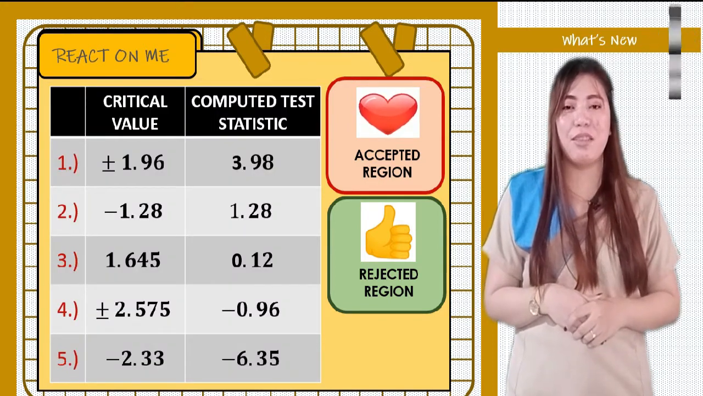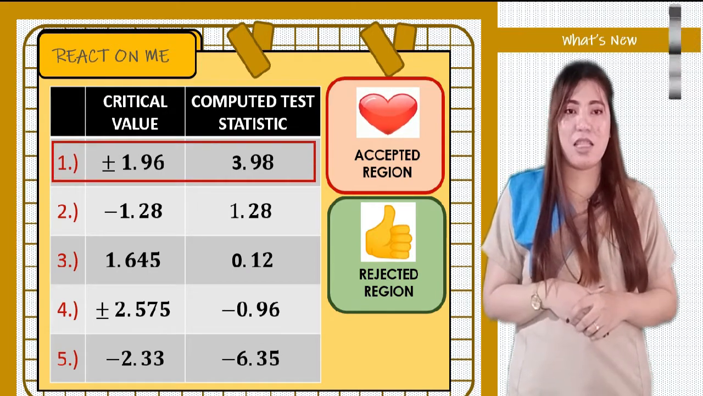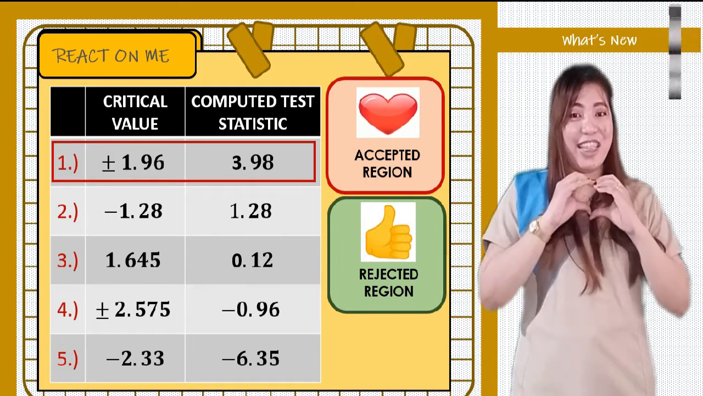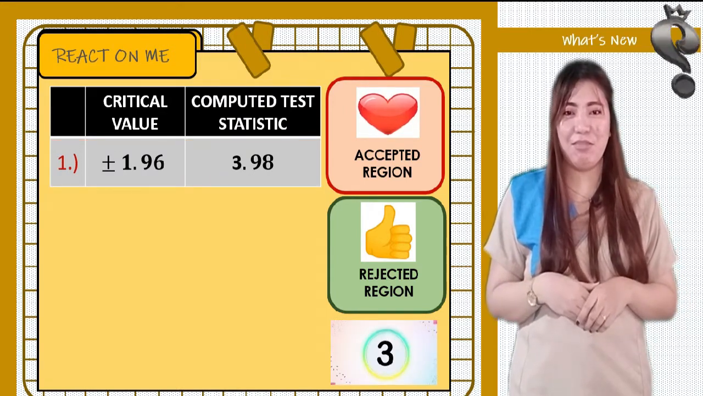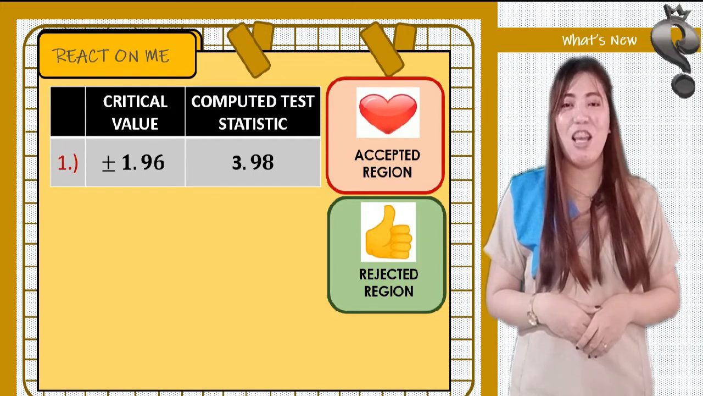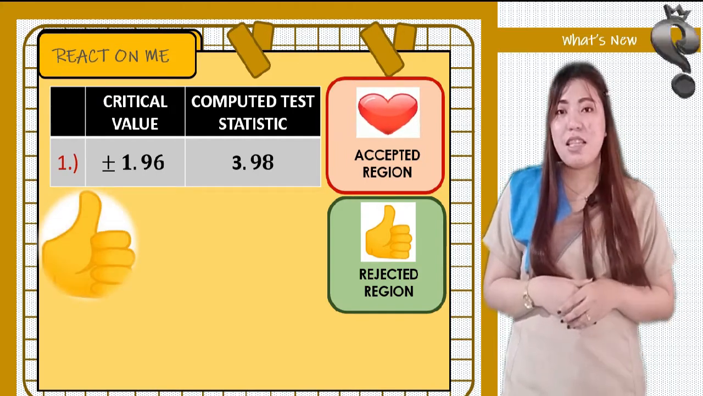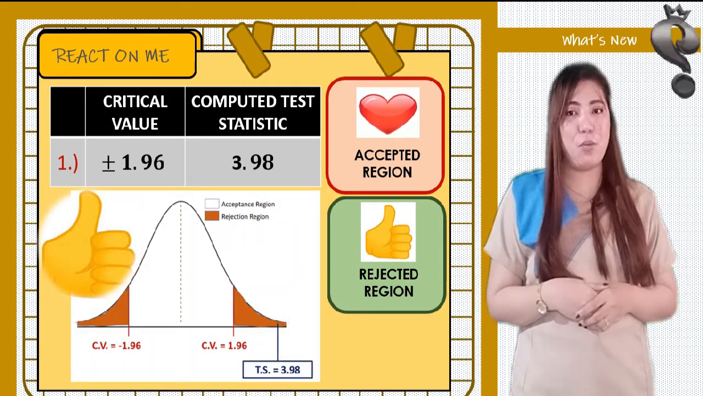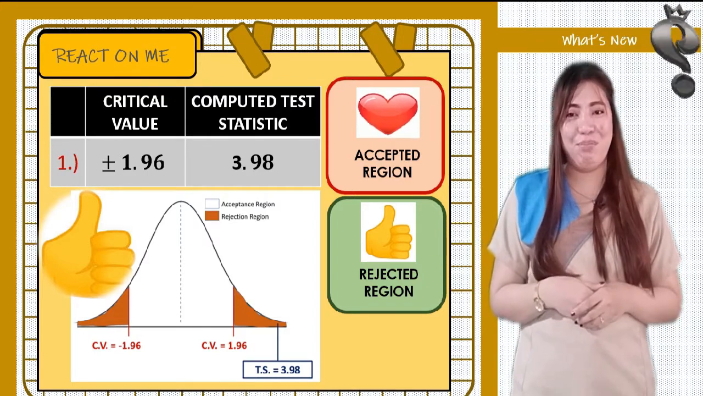First question. The critical value is positive negative 1.96 and the test statistic is 3.98. Is it a heart or a like? 5 seconds. Correct. The answer is a like reaction because the test statistic of 3.98 is located on the right side of critical value of 1.96, which falls in the rejected region.